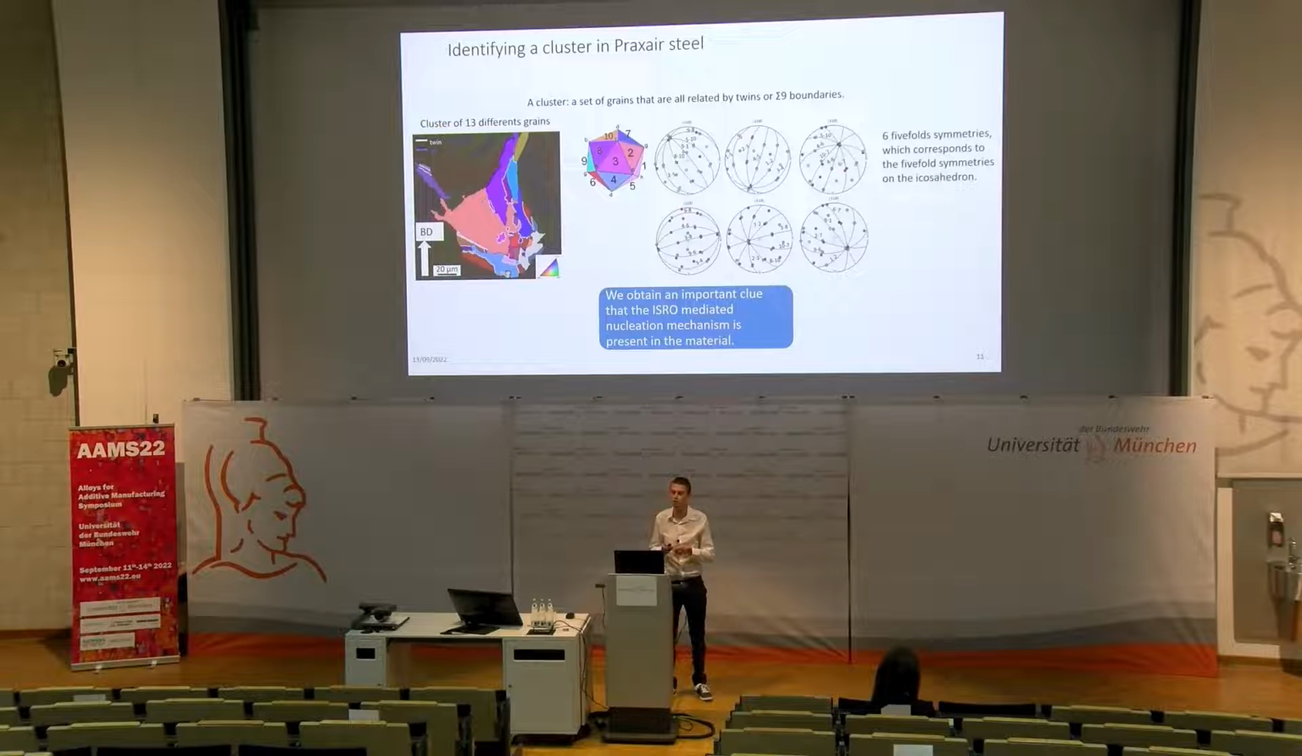Here we obtain an important clue, because this 6-5-4 symmetry is very unlikely to appear by random twinning. So we obtain an important clue that the ISRO-mediated nucleation mechanism is present in the material.